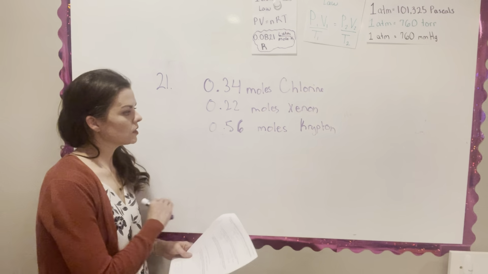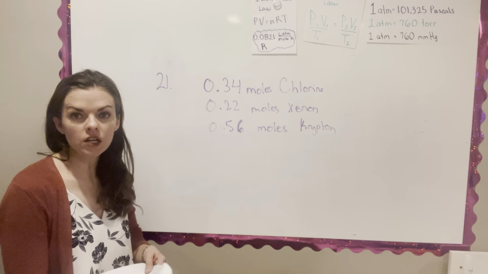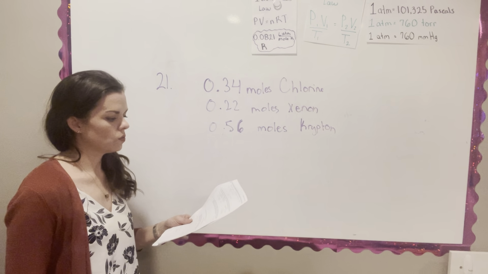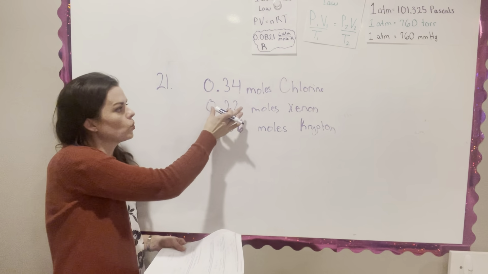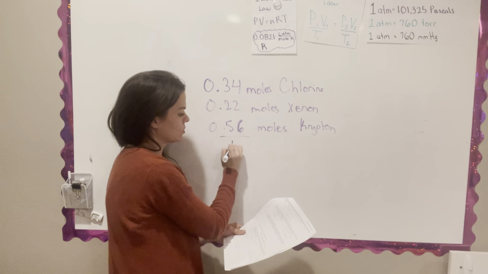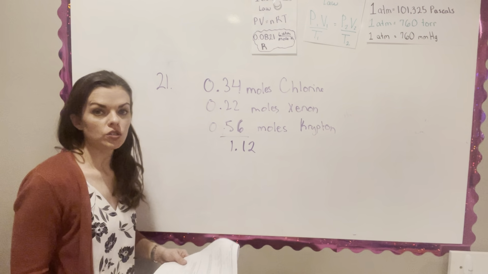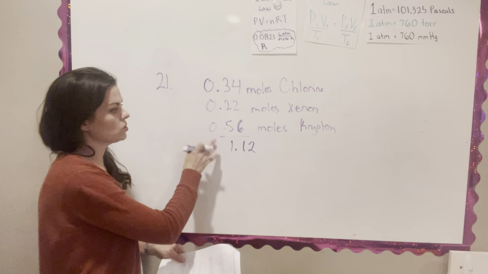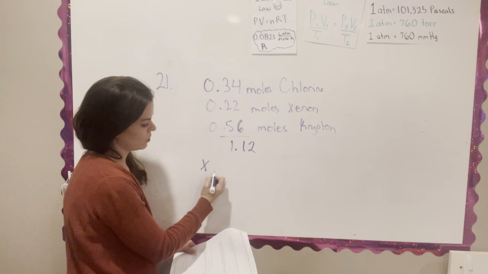Since I want to know how many total moles there are in here, go through and add up 0.34, 0.22, and 0.56, and you should get a total mole count of 1.12. So now I'm going to use this information to find the mole fraction. And so let's do it for chlorine.